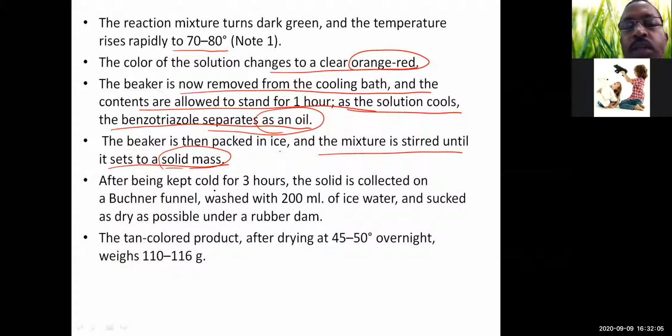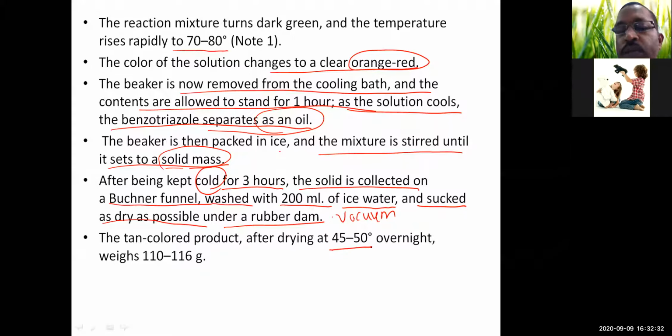After keeping the solid for about 3 hours under cold temperatures, the solid is collected on a Buchner funnel, washed with 200 ml of ice water and sucked as dry as possible under the rubber dam, or you can say vacuum. We have to use a vacuum pump to remove whatever water content is present. The tan colored product, after drying at 40 to 50 degrees overnight, weighs around 116 grams.